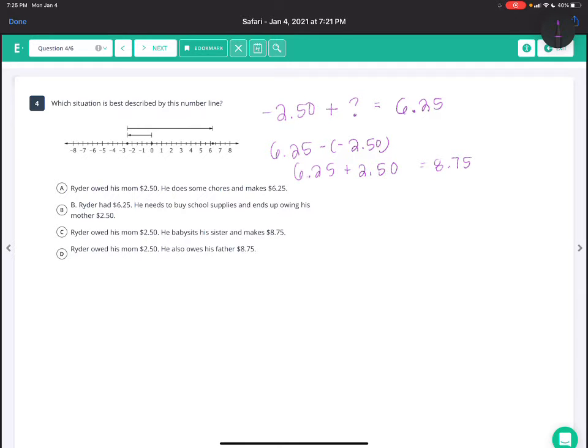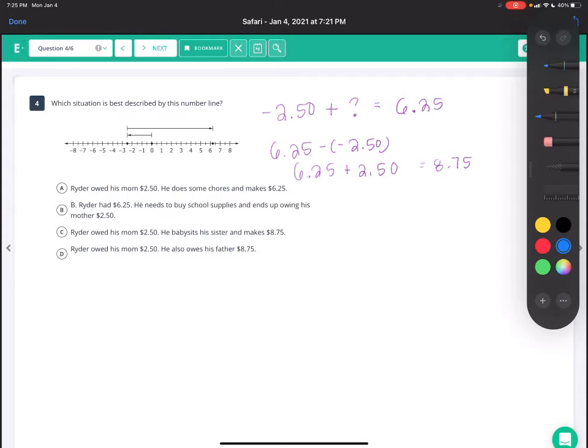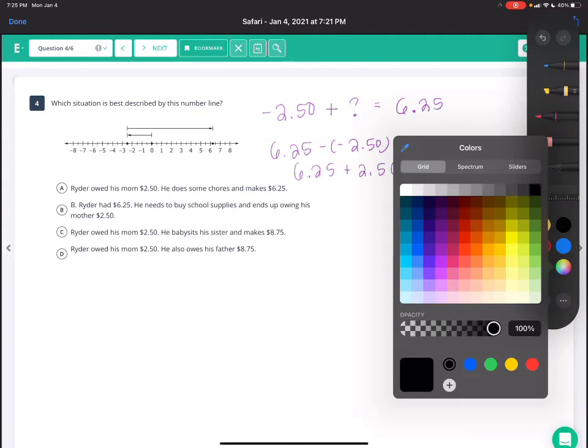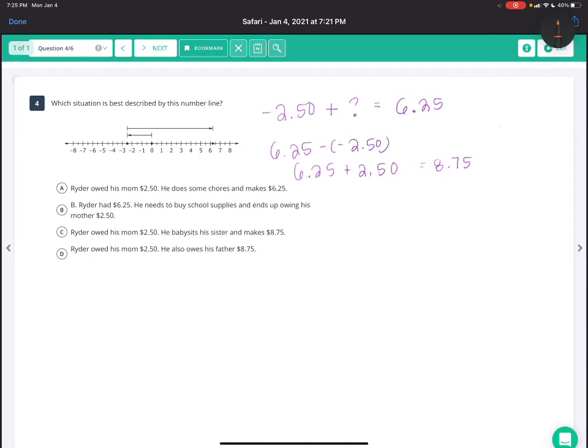So if I had to rewrite this expression, I'm going to write in a different color so you guys don't get confused. Let me pick a color that's far from purple. So this is the expression I'm paying attention to: 2.5, or 2 and 50/100ths, plus 8 and 75/100ths equals 6 and 25/100ths.